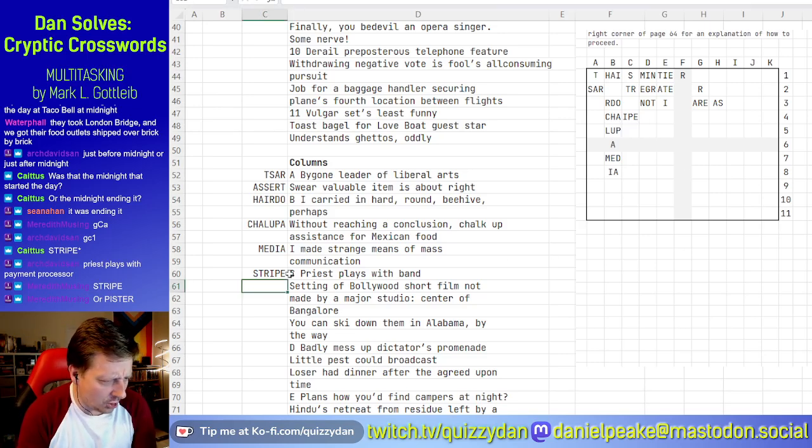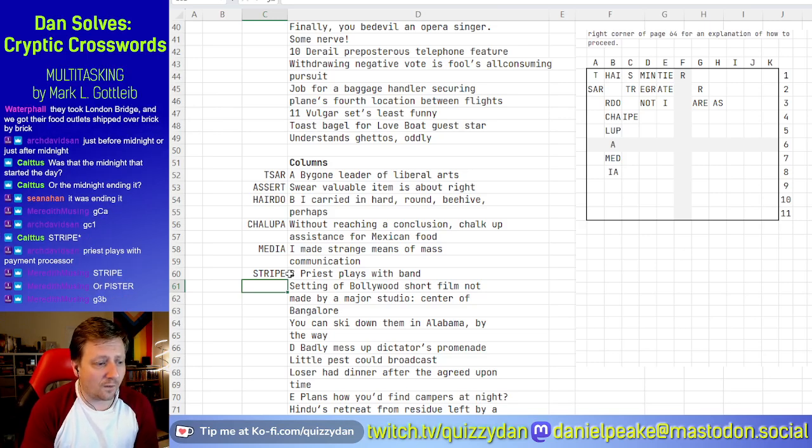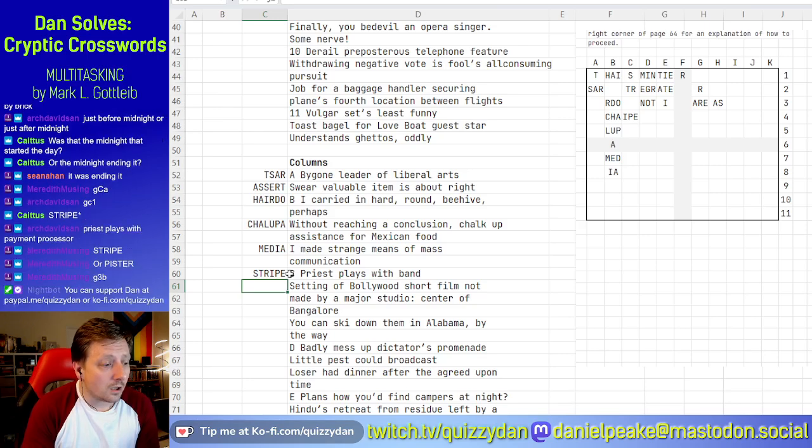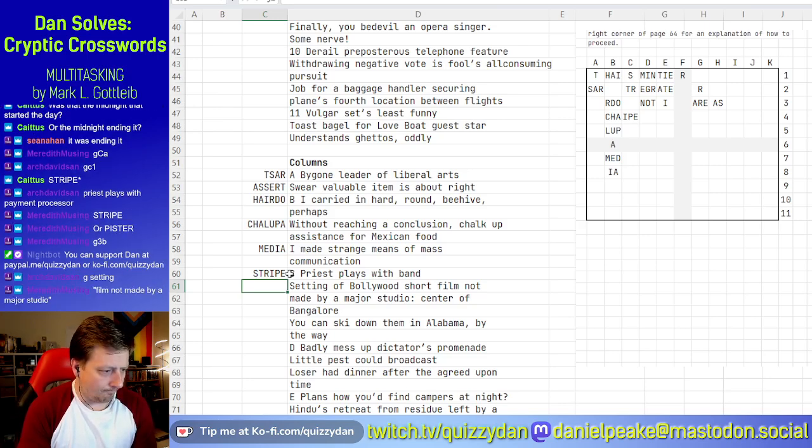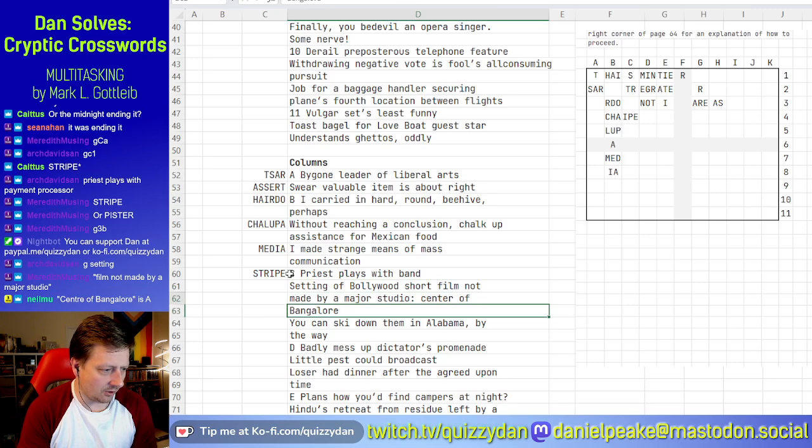Setting of Bollywood short film not made by major studio. Centre of Bangalore. Setting of Bollywood short film not made by a major studio. Centre of Bangalore. Well, Centre of Bangalore is G. Setting of Bollywood, I'm assuming, is the definition. Short film. Phil, maybe? Or F. Not made by a major studio, Centre of Bangalore, G. There's a lot going on here.